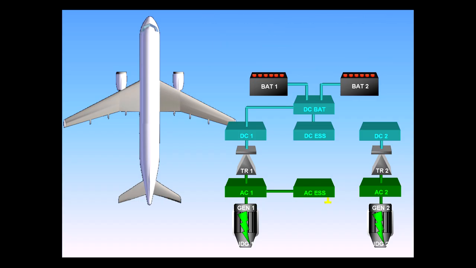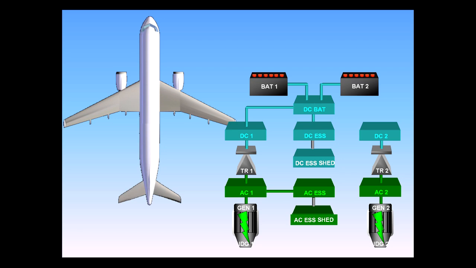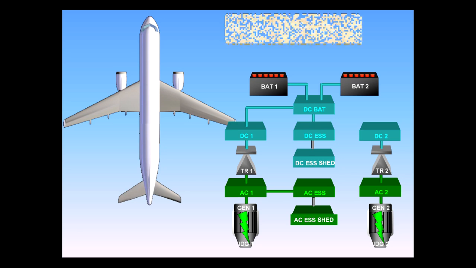AC essential in turn powers the AC essential shed bus. DC essential powers the DC essential shed bus. They are referred to as shed buses because they are automatically shed should the electrical system be reduced to batteries only. This is the basic electrical system.